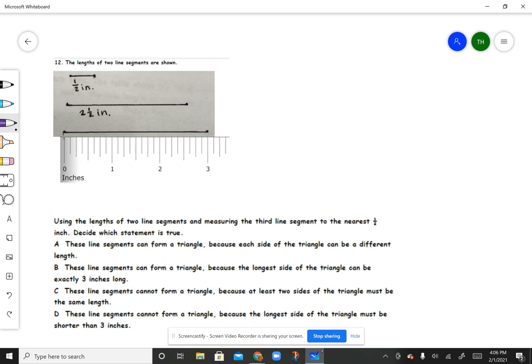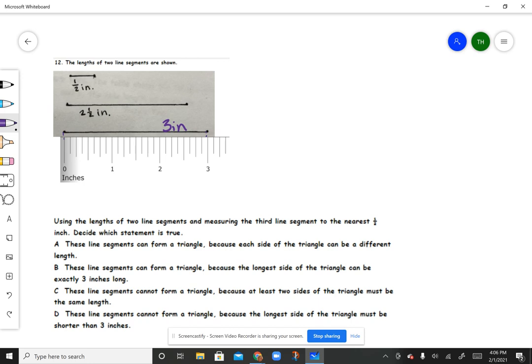Okay, so it's on 0. If we're measuring to the nearest half inch, remember a half inch could be 2, 2.5, 3, so every half inch. So this one is 3 inches. And then we are trying to decide if these three lines could be put together to form a triangle. So we need to look at our triangle notes.